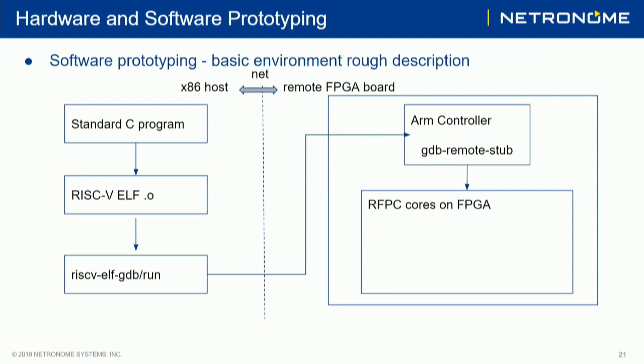So we have the FPGA implementation, and currently our model for a typical C program is you just write a C program, compile it using your standard RISC-V toolchain into an ELF file, then you can use GDB or ELF run to load it, talking to the GDB remote stub on the FPGA ARM controller. Then the remote stub offloads things to the FPGA cores, the RISC-V cores.